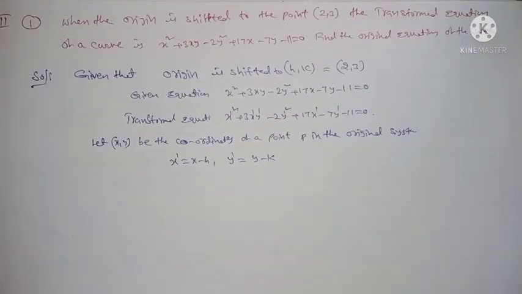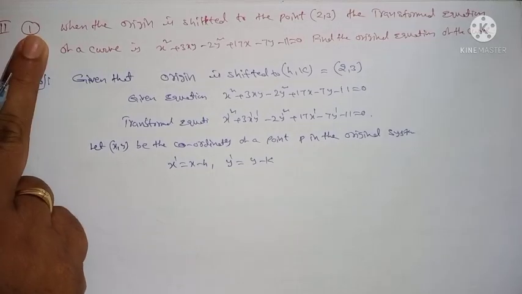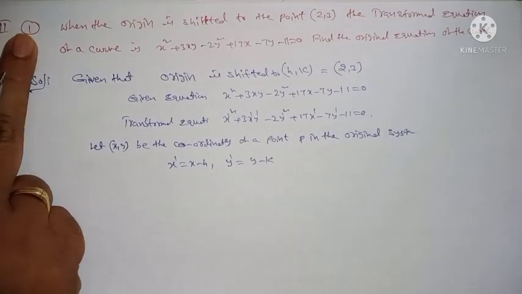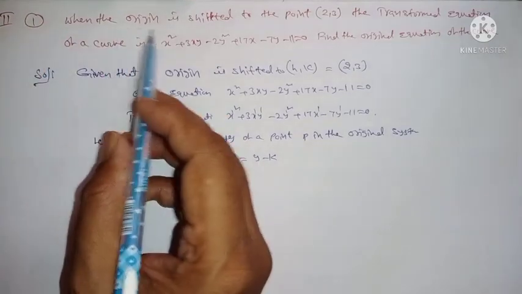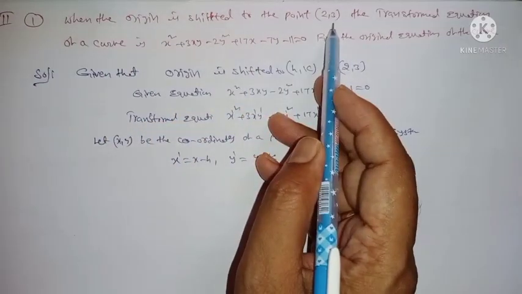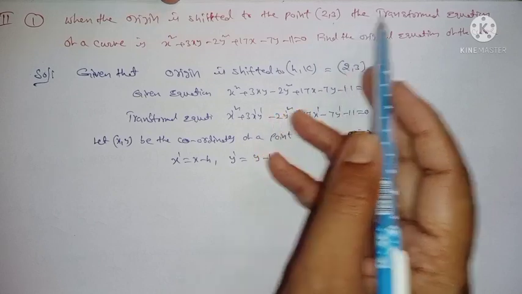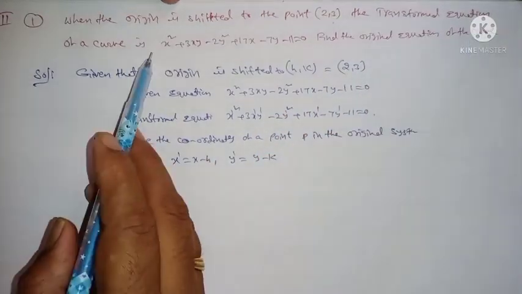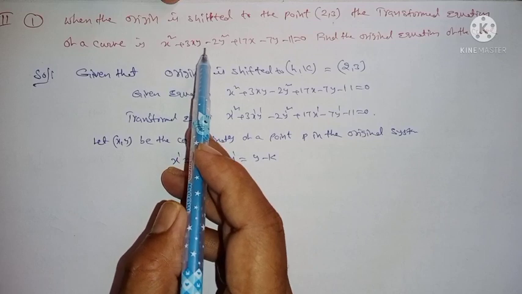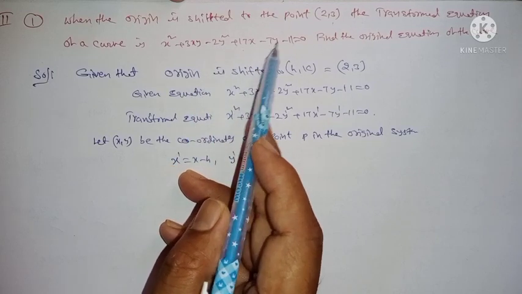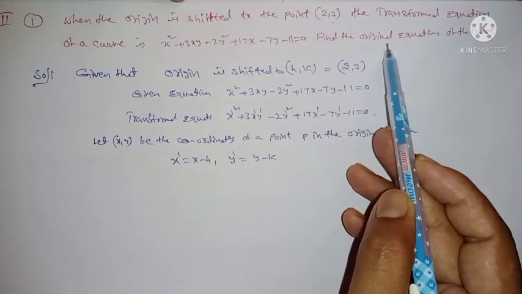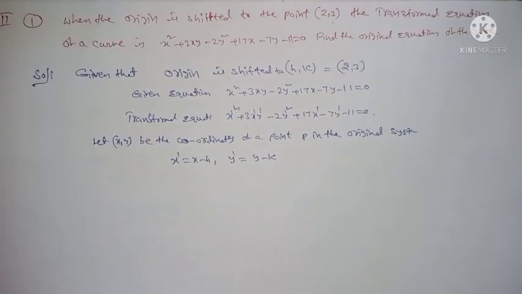Next is second Roman, first problem, second bit. Okay, first bit is completed, 9 problems. Second Roman, first problem: when the origin is shifted to the point (2, 3), the transformed equation of the curve is x square plus 3xy minus 2y square plus 17x minus 7y minus 11 is equal to 0. Find the original equation of the curve.